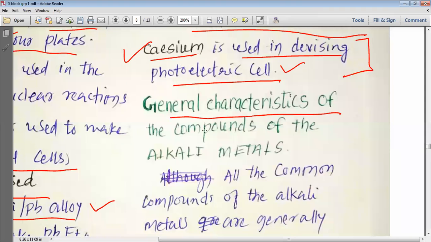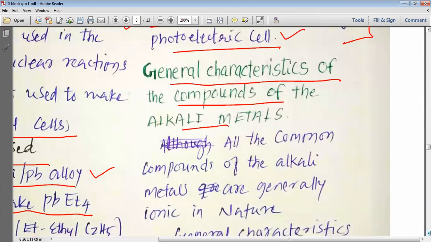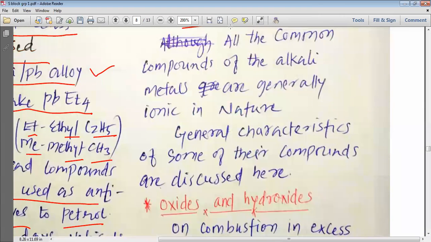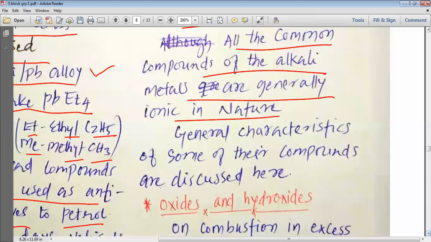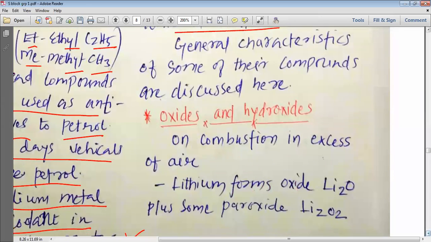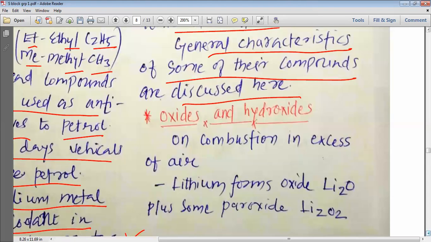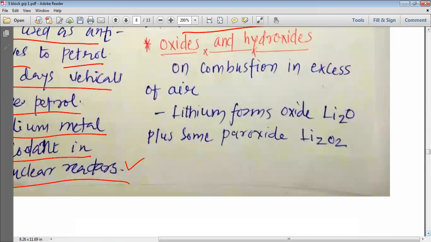Then, my dear students, we have the next question to do, that is general characteristics of the compounds of the alkali metals. So let us look into the various general characteristics. All the common compounds of the alkali metals are generally ionic in nature. Only the lithium compounds have covalent character. General characteristics of some of their compounds are discussed. So let us discuss the various characteristics.